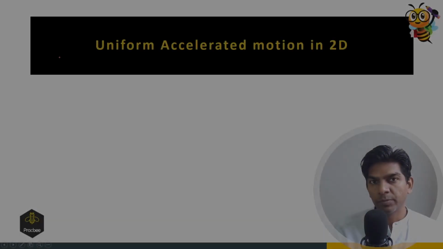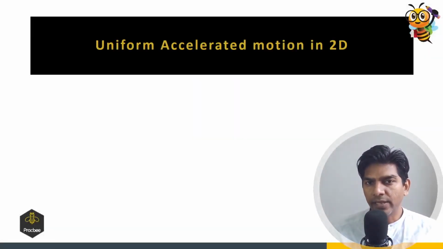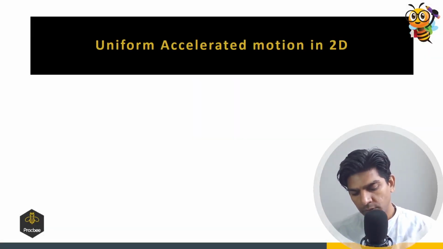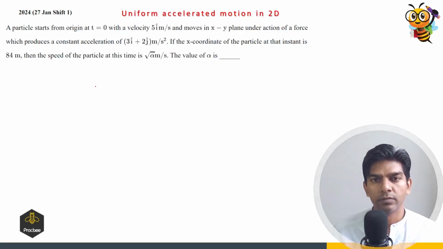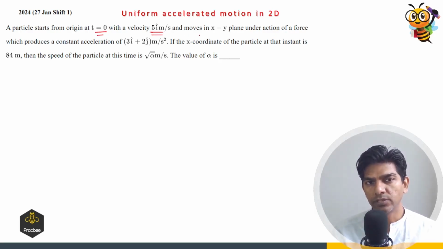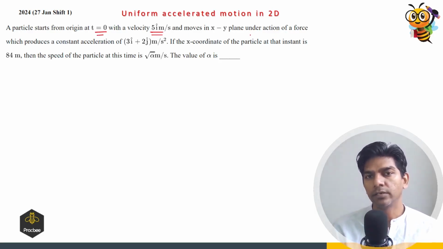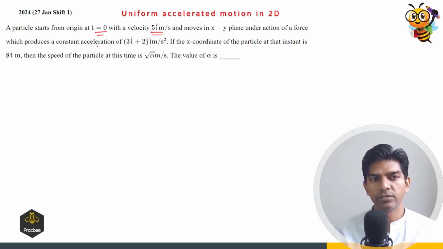Now let us see the next problem type, which is based on uniform accelerated motion in 2 dimensions. So let us see the very first question. A particle starts from origin at t equals 0 with a velocity 5 i cap meters per second and moves in the xy plane under the action of force, which produces a constant acceleration of 3 i cap plus 2 j cap meters per second square.